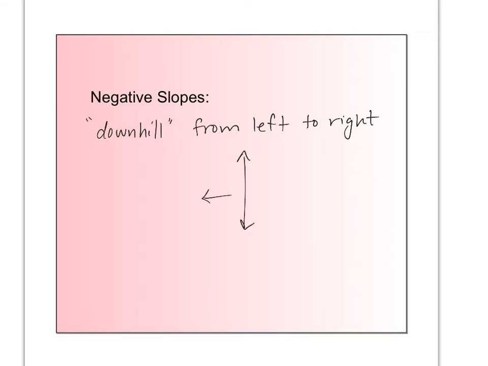Negative slopes go downhill from left to right. So a line that might have a negative slope might look like this, where on the left it starts up higher and then it works its way down as it moves to the right.